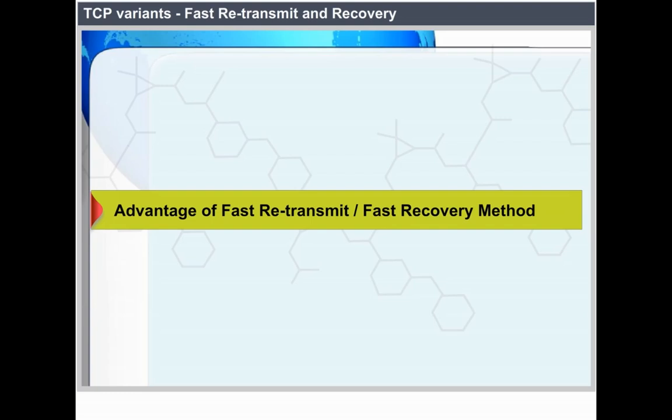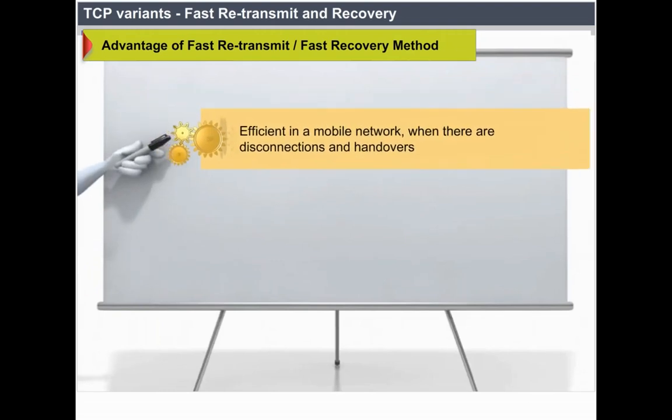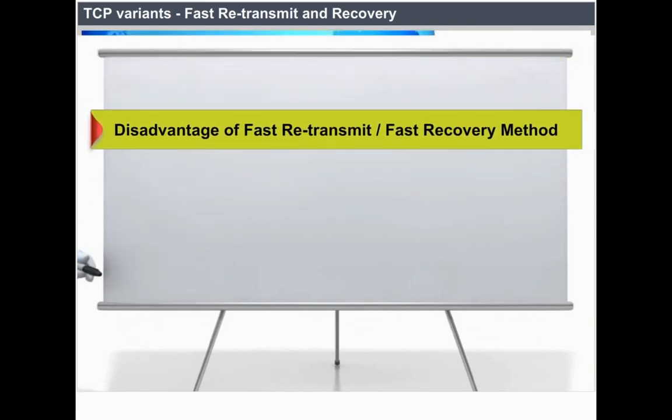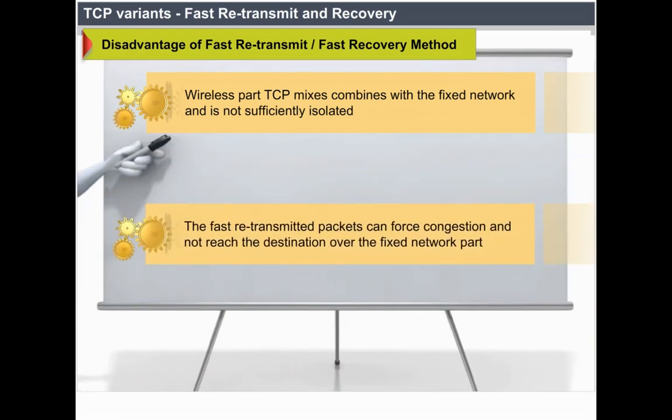Advantage of fast retransmit or fast recovery method: efficient in a mobile network when there are disconnections and handovers. Disadvantage of fast retransmit or fast recovery method: wireless part TCP mixes with that of the fixed network and is not sufficiently isolated. The fast retransmitted packets can force congestion and not reach the destination over the fixed network part.